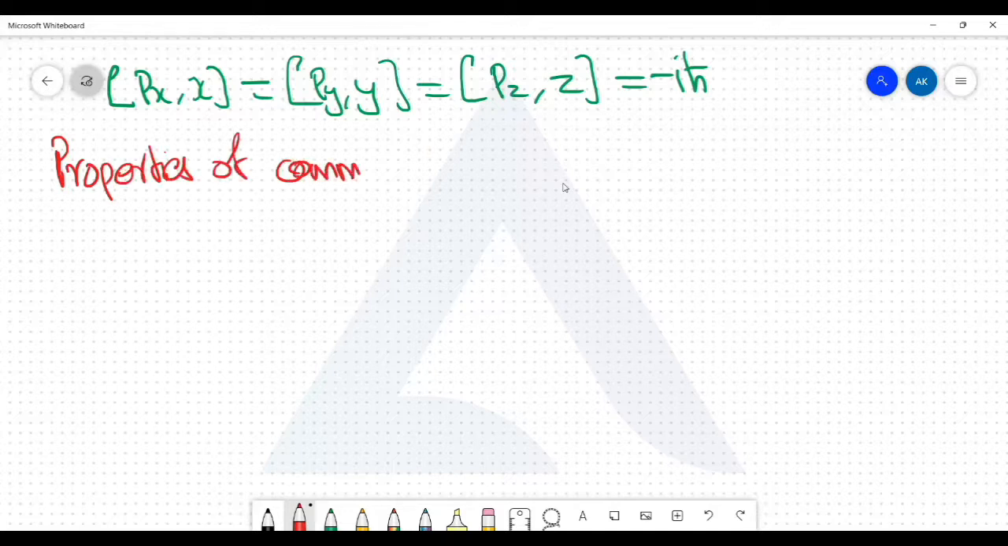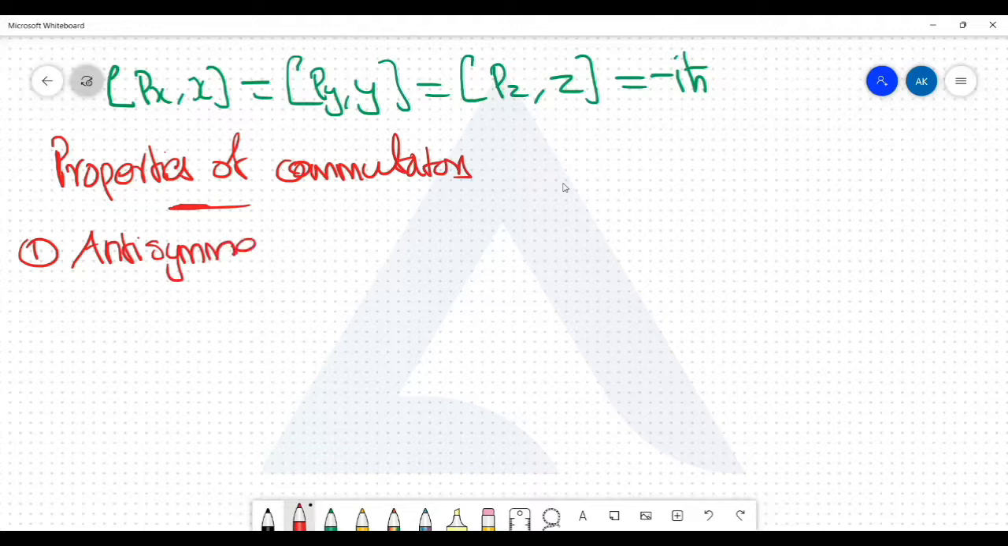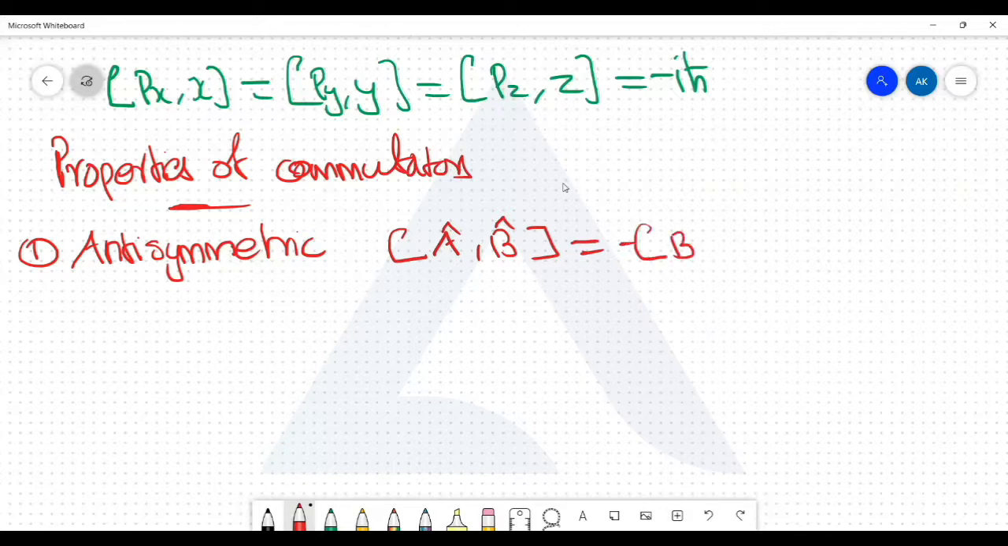So, properties of commutators. One, it is anti-symmetric. Anti-symmetric, meaning the commutator of A with B equals minus the commutator of B with A. Commutator of AB equals minus commutator of BA.